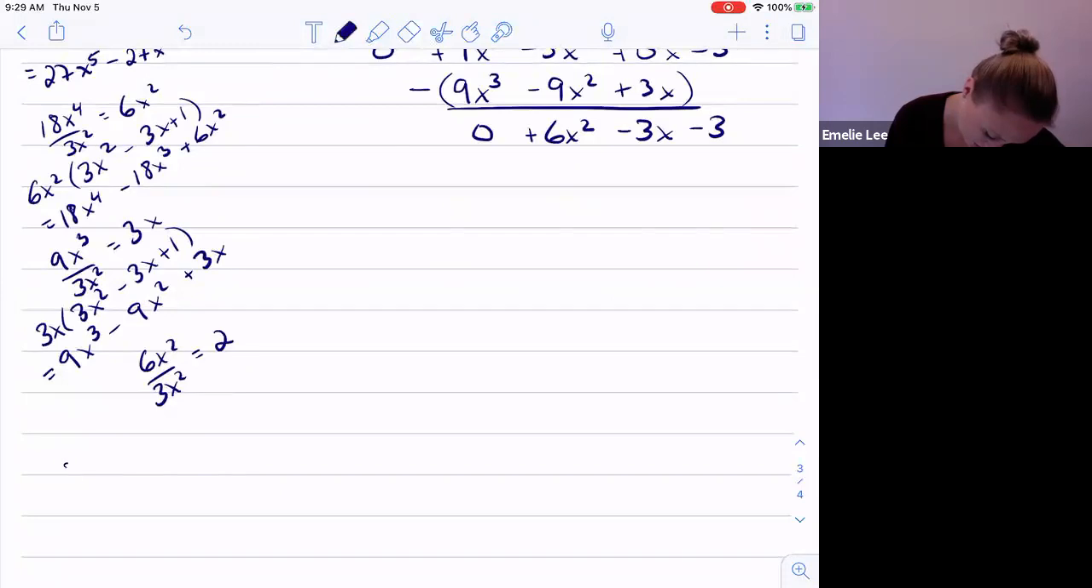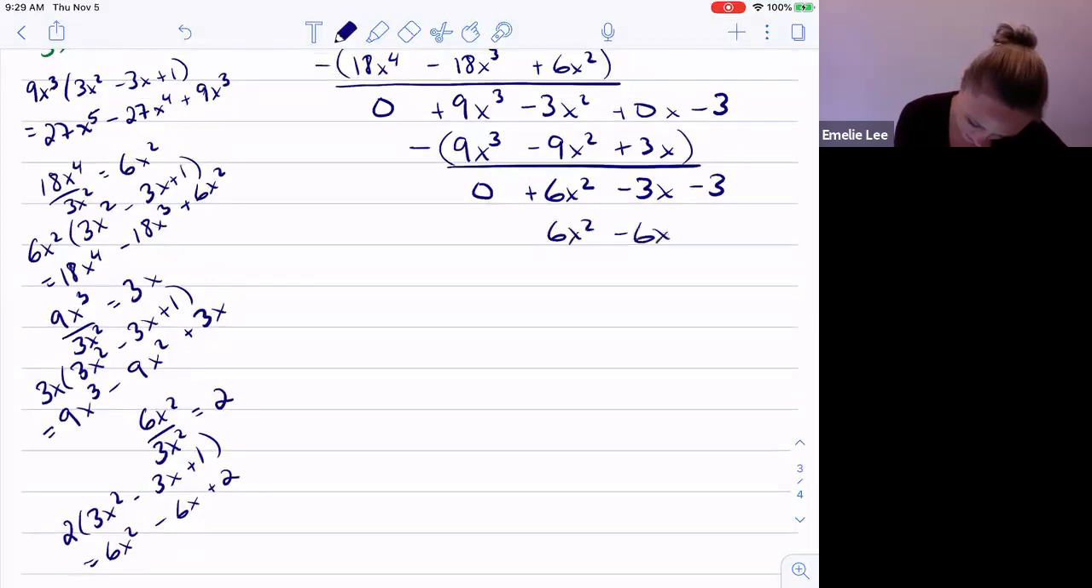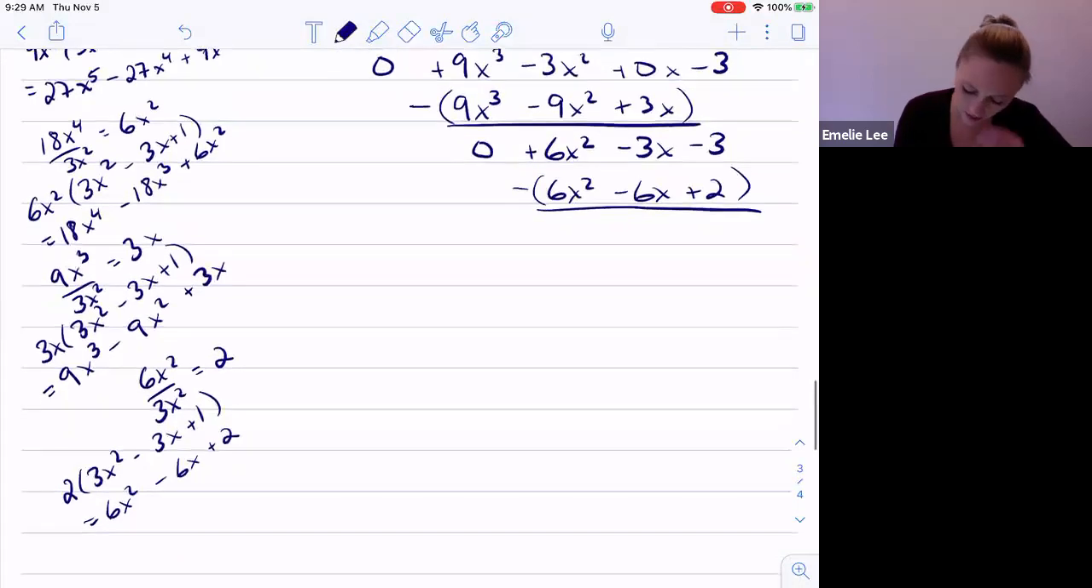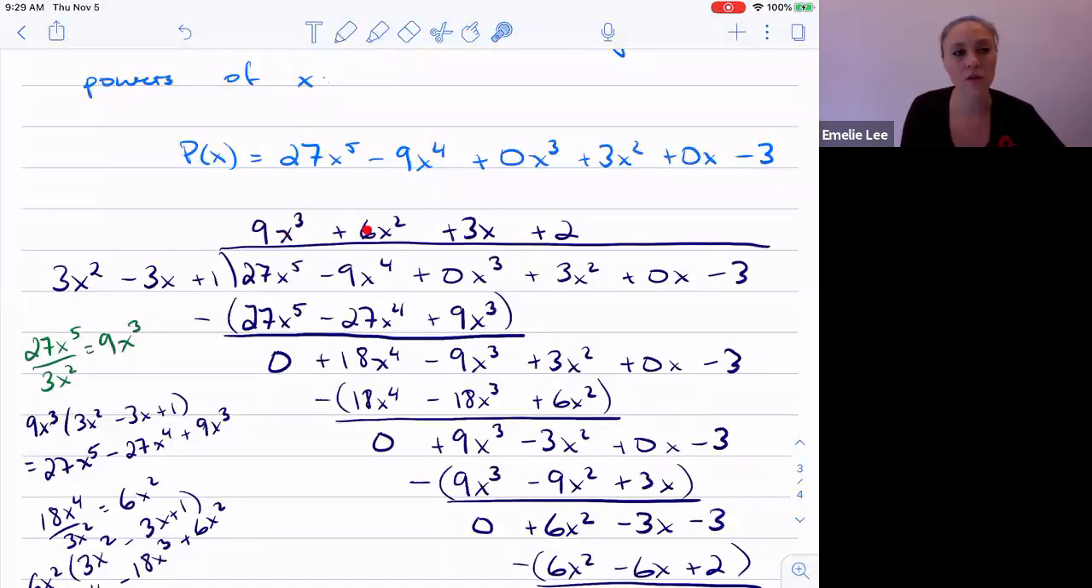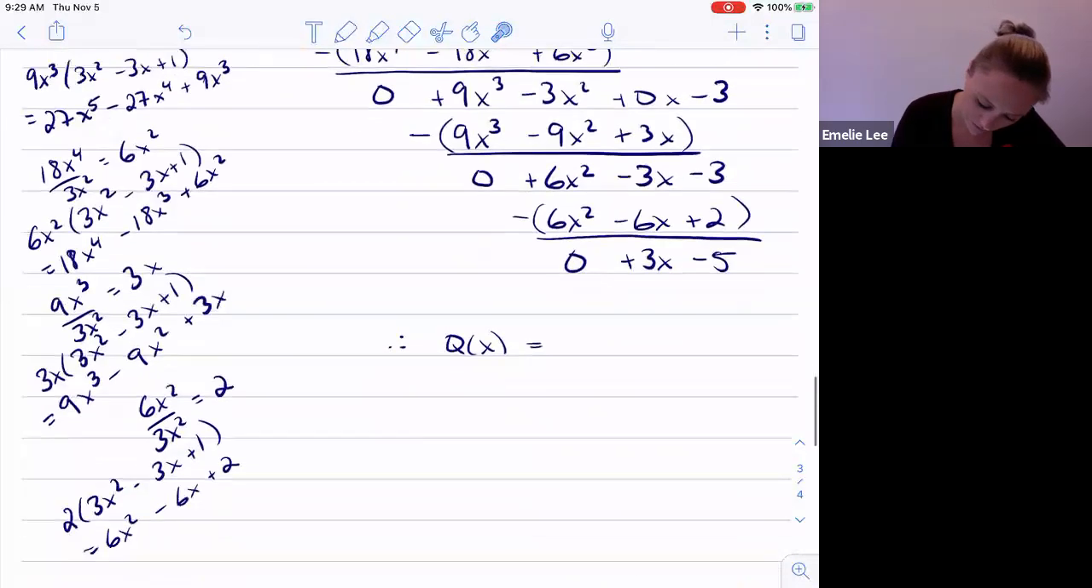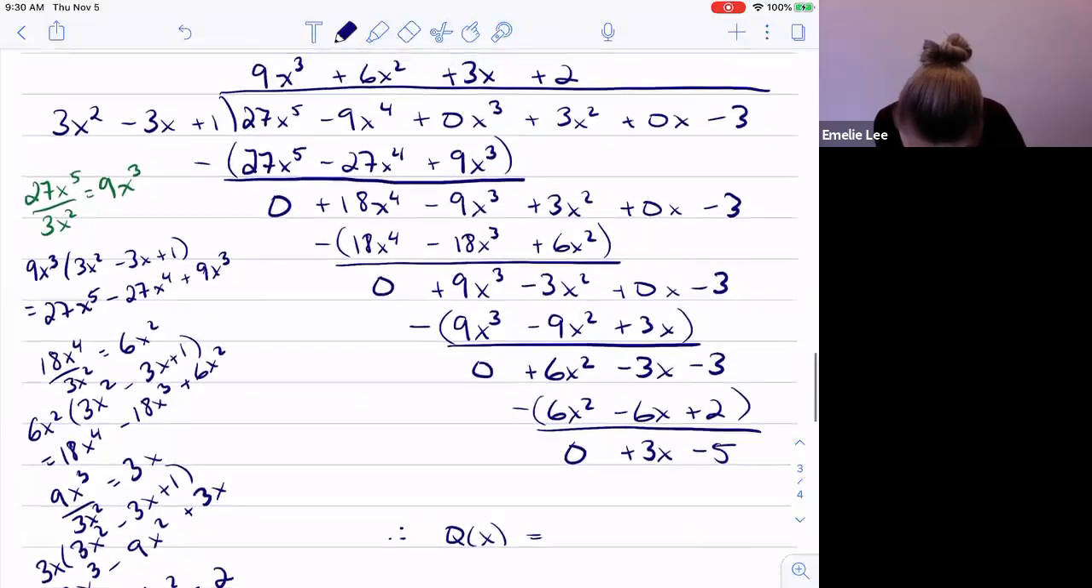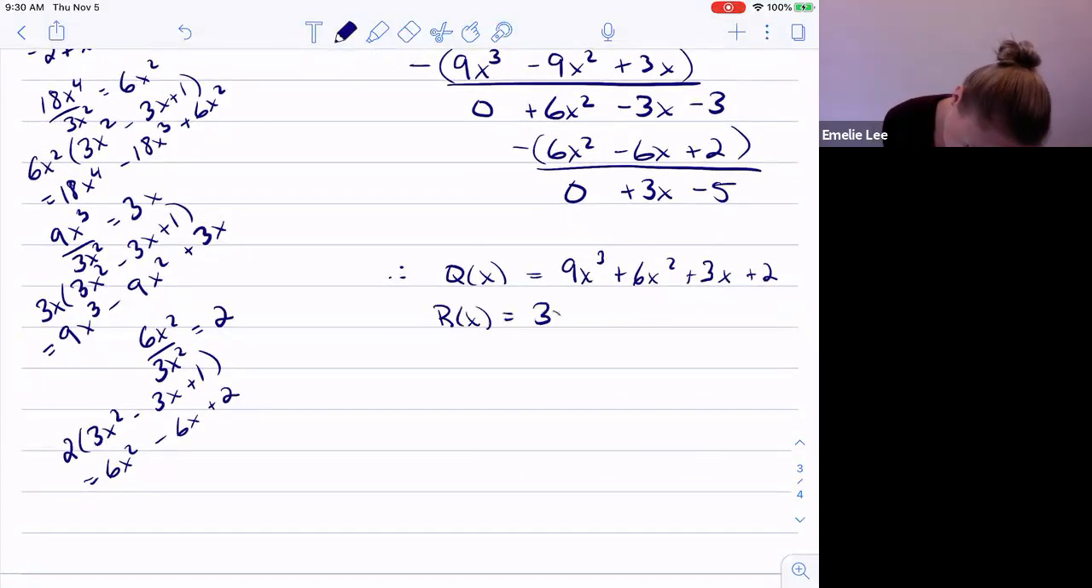2 times 3x squared minus 3x plus 1 is 6x squared minus 6x plus 2. Subtract all of that. We get 0. Negative 3 plus 6 puts me at plus 3x. Negative 3 minus 2 puts me at minus 5. Therefore, q of x is going to be 9x to the 3 plus 6x squared plus 3x plus 2. Oh, I need to keep it up here so I can copy it. 9x to the 3 plus 6x squared plus 3x plus 2. And the remainder is 3x minus 5.